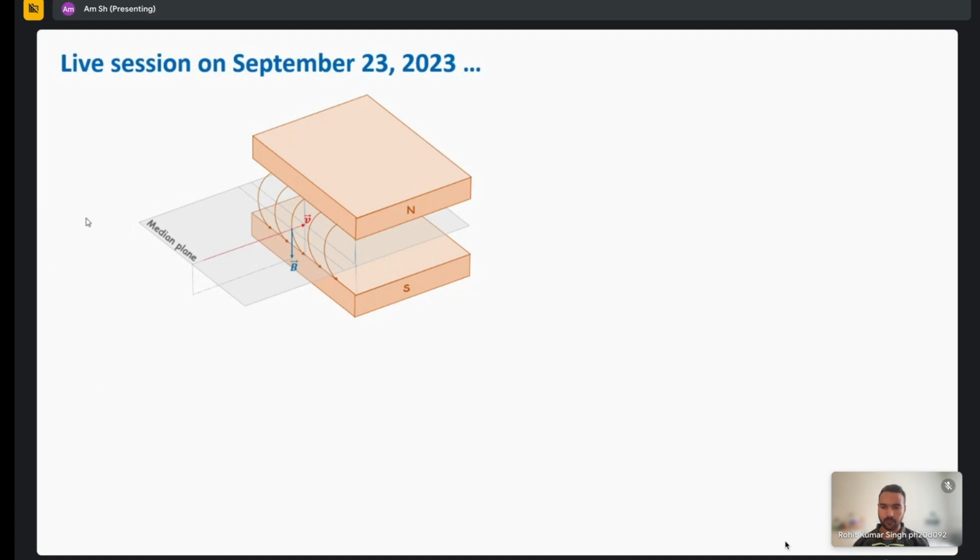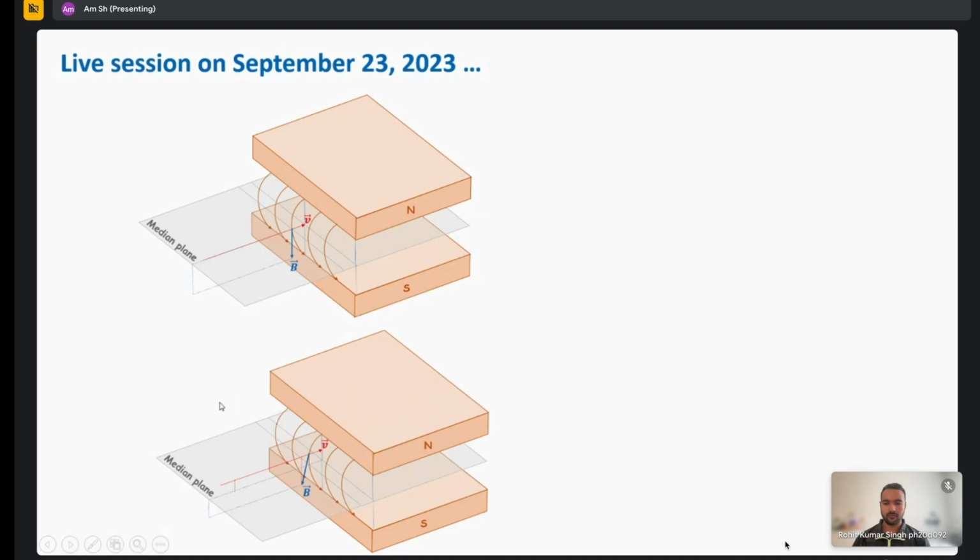No vertical force will be there. This means the particle will remain in the median plane at the exit also. So on the median plane, if the particle is entering inside the magnet, there will be no effect in the vertical plane. However, if the particle is displaced vertically up from this median plane, what will happen?